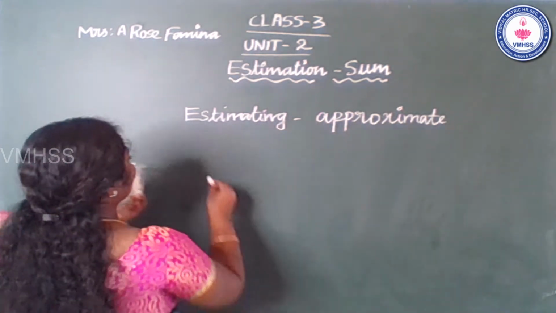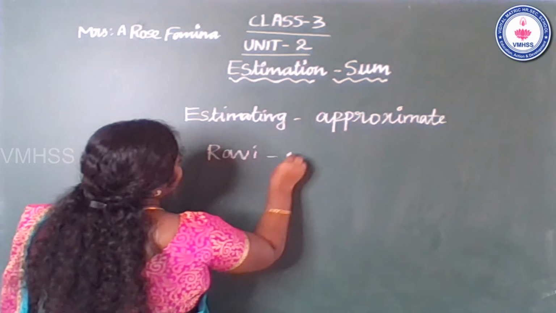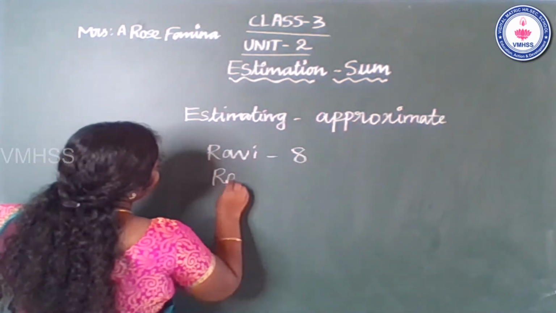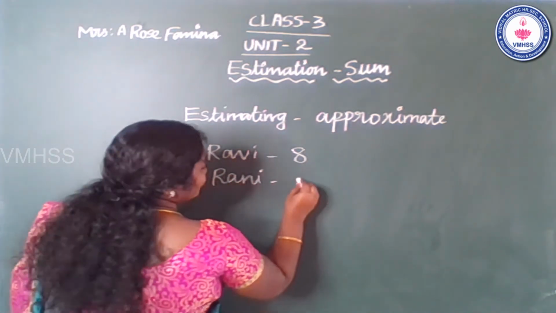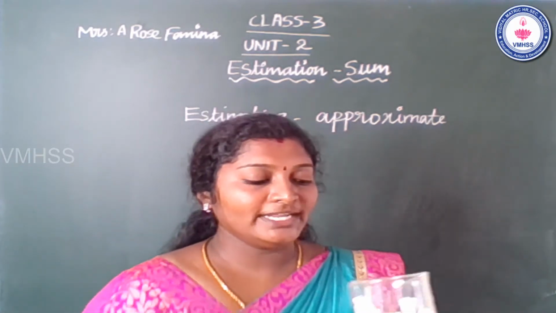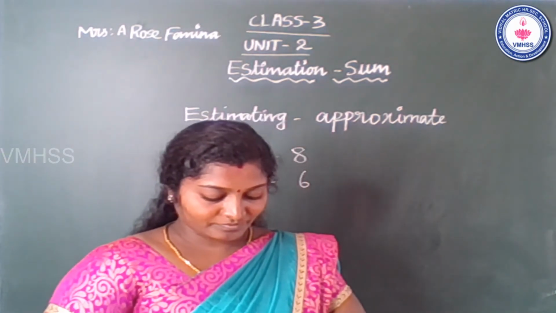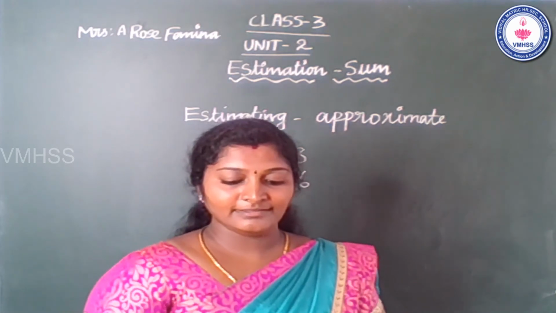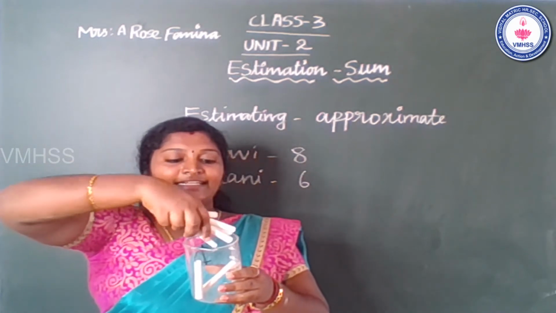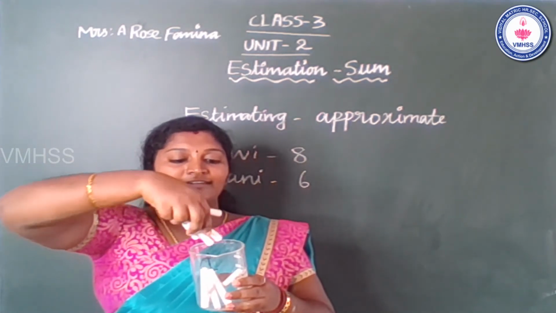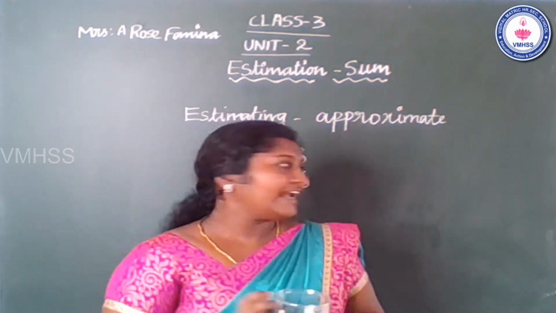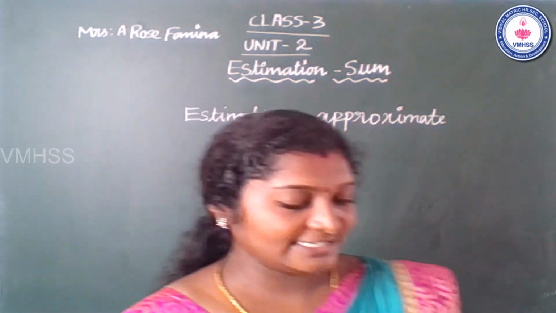Ravi says 8. Rani says 6. Now I am counting these chalks. 1, 2, 3, 4, 5, 6, 7 and 8. Very good. So Ravi is the correct answer.